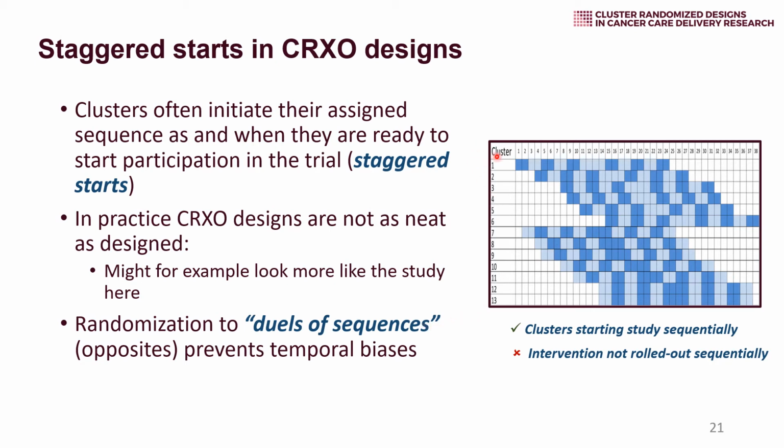So as and when clusters are ratified for participation in the study, they are randomly allocated to one particular sequence, so either 2 periods exposed to the intervention, 1 period off, 2 periods on, 2 periods off, and so on. But they are allowed to start their sequence as and when their participation in the study has been ratified. So it allows clusters to start this study sequentially, but it doesn't allow the intervention to be rolled out sequentially.